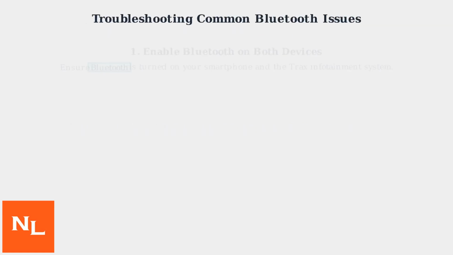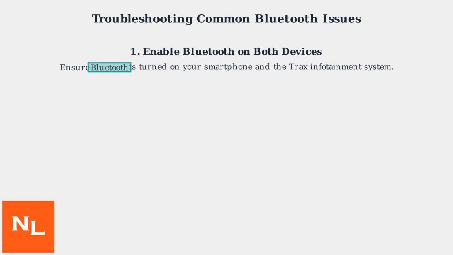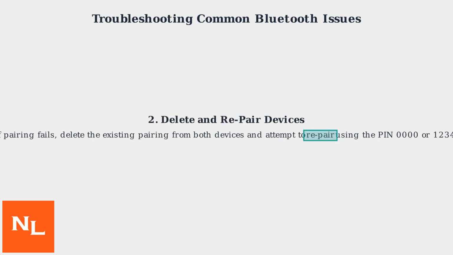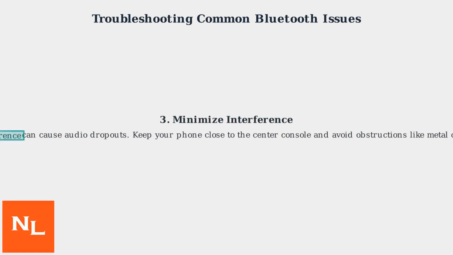If you're experiencing Bluetooth issues with your Chevrolet Trax, start by ensuring Bluetooth is enabled on both your smartphone and the vehicle's infotainment system. For pairing failures, try deleting the existing Bluetooth connection from both your phone's Bluetooth settings and the Trax's infotainment menu, then re-pair using the default PIN of 0000 or 1234. Audio dropouts are often caused by interference. Position your smartphone close to the vehicle's center console and minimize obstructions such as metal objects or other wireless devices.